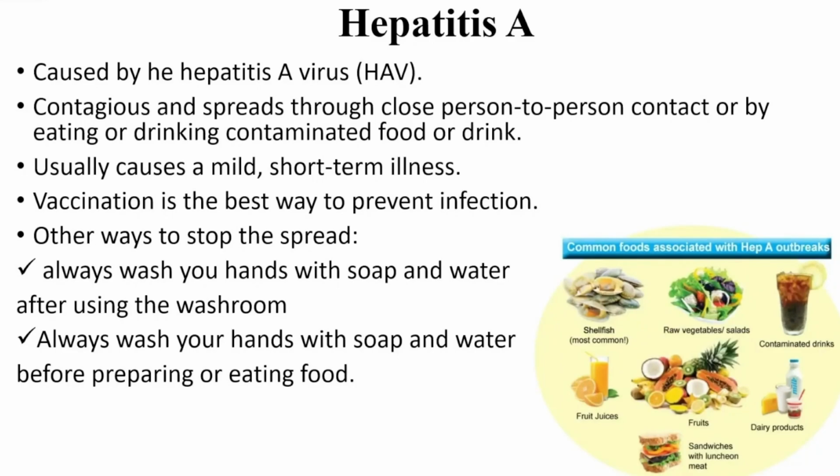So ways to prevent or stop the spread of hepatitis A, as I mentioned earlier on, is to thoroughly wash your hands with soap and water after using the washroom. It's very, very important, because that's the only way it can be spread, even though other illnesses can also be spread through that. So you are preventing hepatitis A, plus you're also preventing other illnesses, which will obviously help.